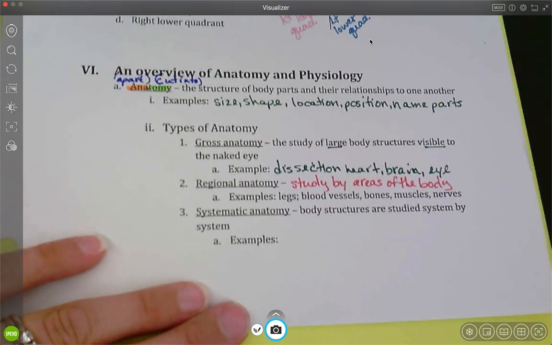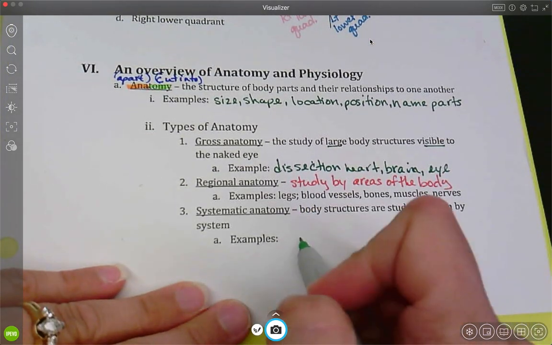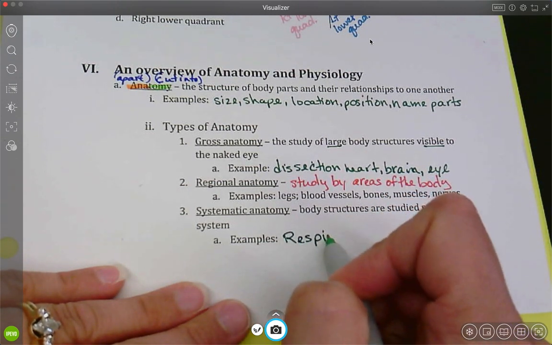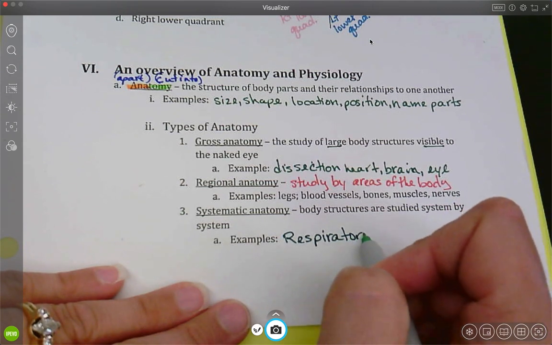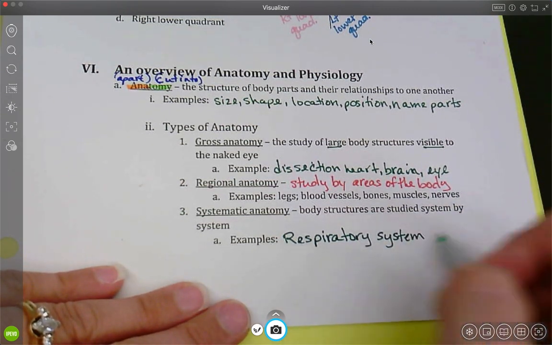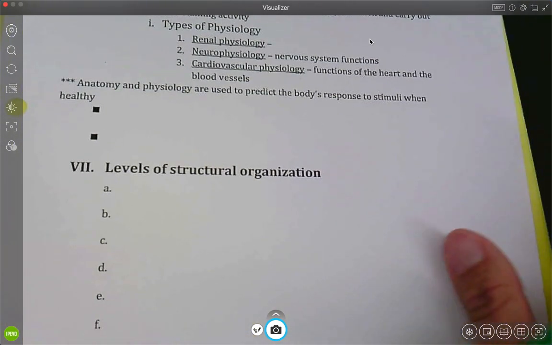Systematic anatomy is how we do it. So we study them by systems. So an example would be the respiratory system. So breathing. We're going to study that whole system together. All right, let's look at the next part of this.